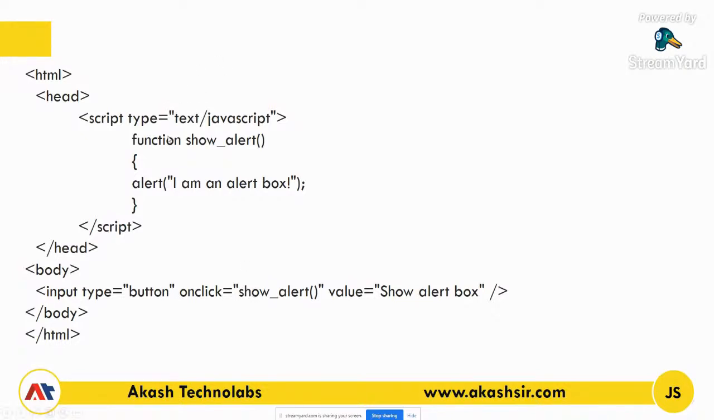Okay. So you can see this is a simple alert message box. On button click, we will call the function, and the function will display one message box. Okay.